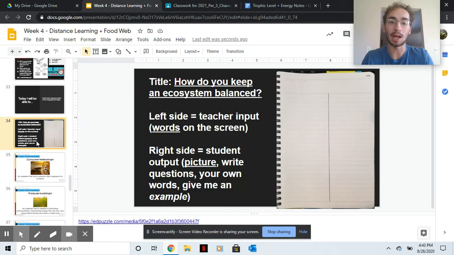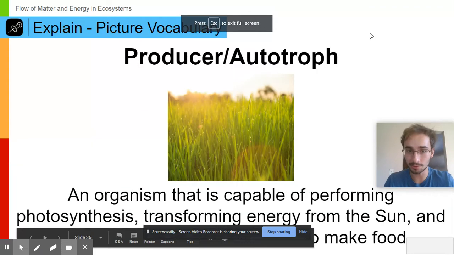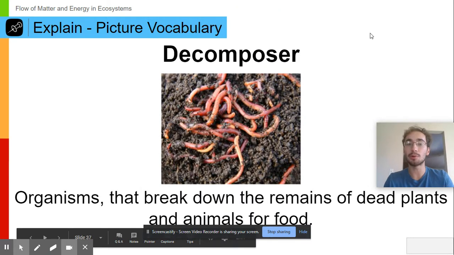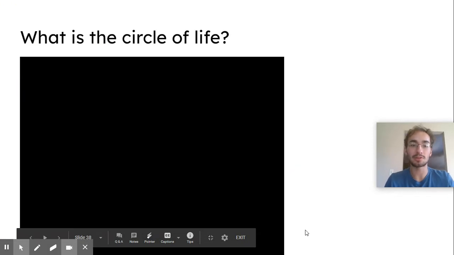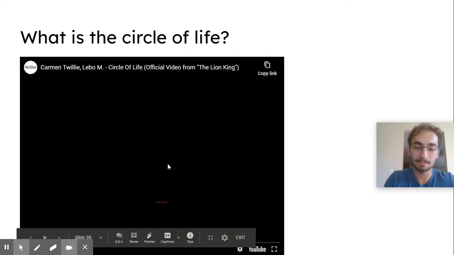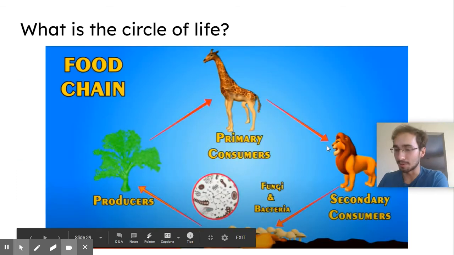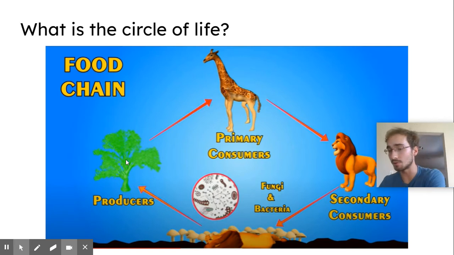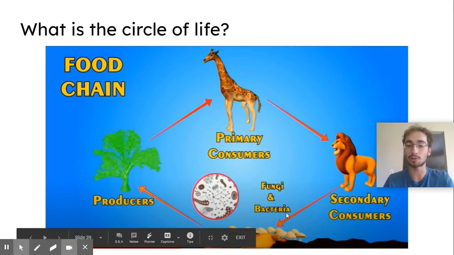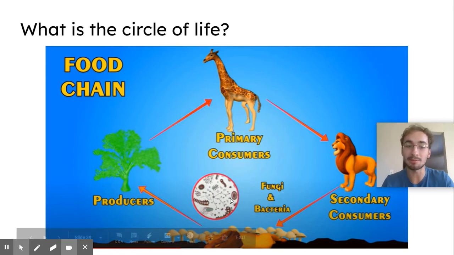Okay, so the circle of life, I want you to think about consumers, producers. So consumers eat, producers make food, decomposers use dead things to make nutrients for plants. So the circle of life is not a Lion King song. It is about this. So you have producers making food, and then the consumers, the animals, eat the food that producers make, and then it all goes into the ground, which worms, fungi, and bacteria, or decomposers, will then use to make their own food and then give it back to the plants. So that is a circle of life.